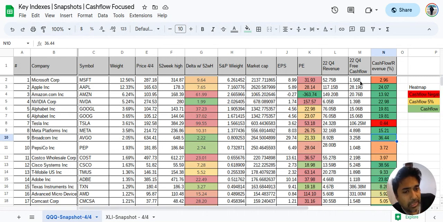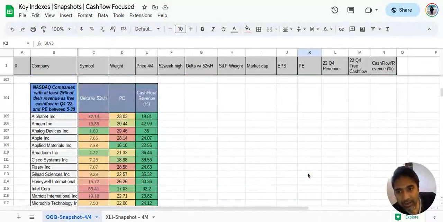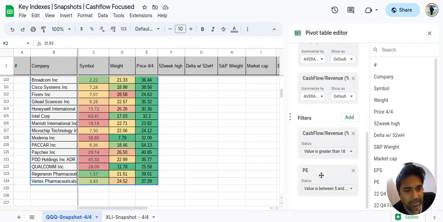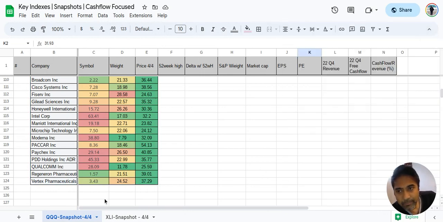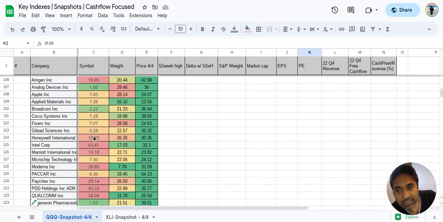So I did this heat map. The heat map basically says that here the PE is below 30, and obviously not negative, so it's actually positive earning, and the cash flow is high. With that criteria, I think the PE criteria was 30, I believe. Let me just double check that. The filter here is also applied between 5 and 30. Yeah, perfect. And then this one is the delta to 52 weeks, as I explained earlier. Red means it's more than 20, 5 means yellow, and 0 means green. So that's how you can see the shades of the colors.